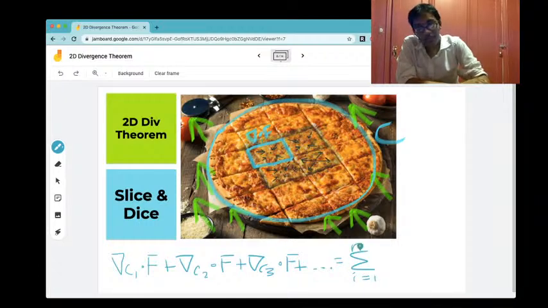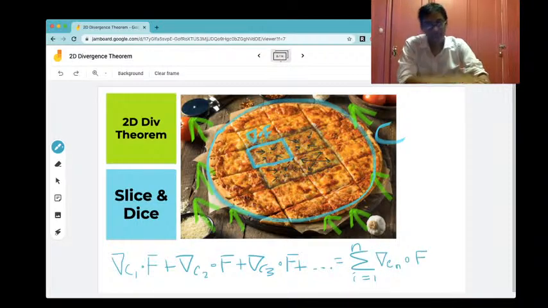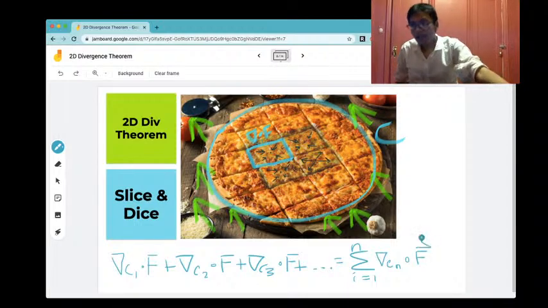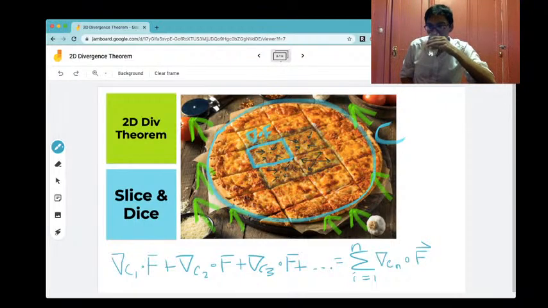we're going to take the divergence of all of those fields, dot the vector fields.